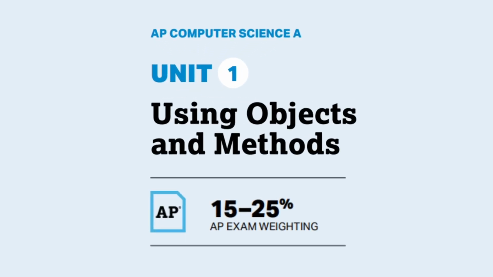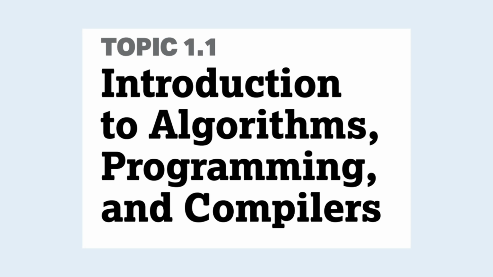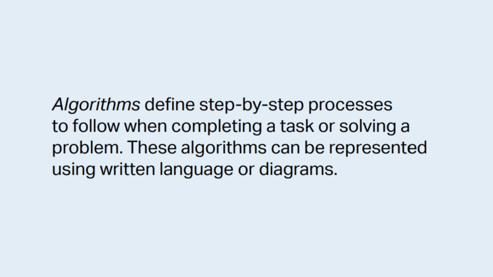First is Unit 1, using objects and methods, making up 15 to 25% of the exam. And in this video, we're going to be covering topic 1.1, Introduction to Algorithms, Programming, and Compilers. Algorithms define step-by-step processes to follow when completing a task or solving a problem. These algorithms can be represented using written language or diagrams.